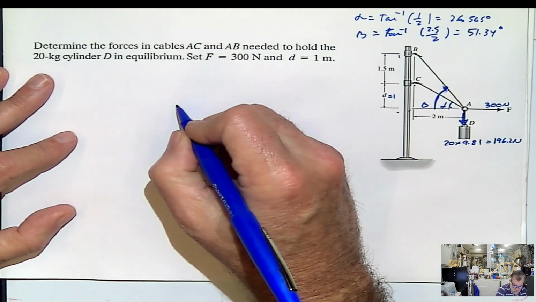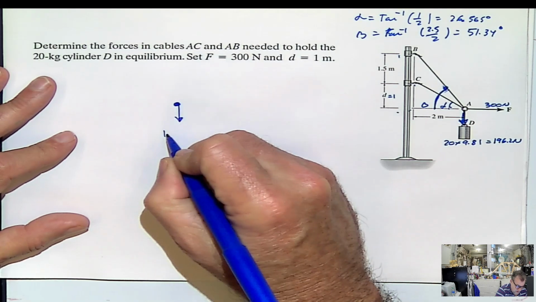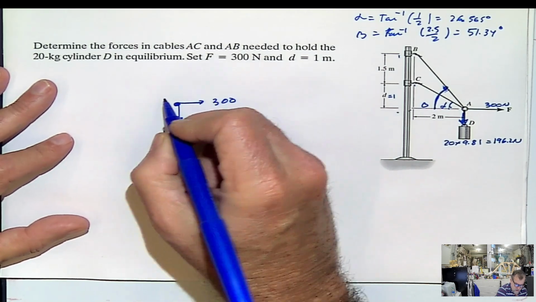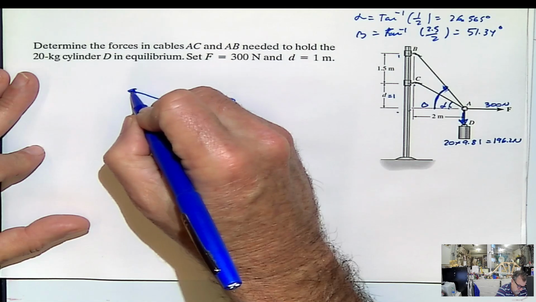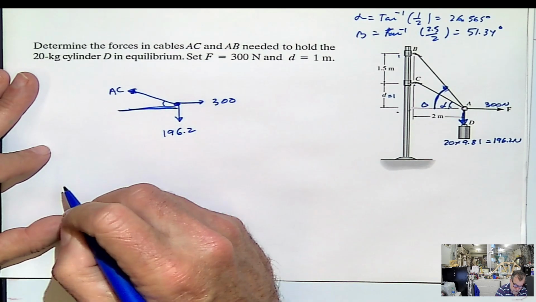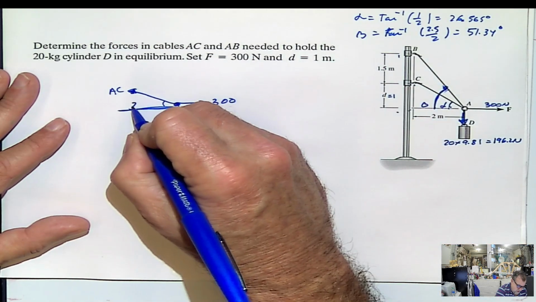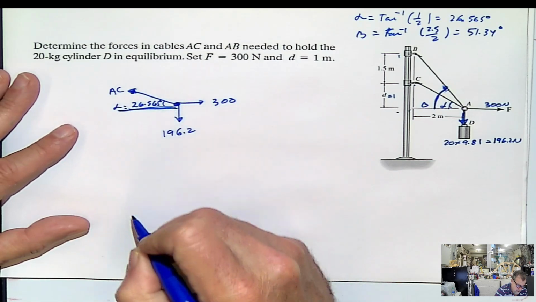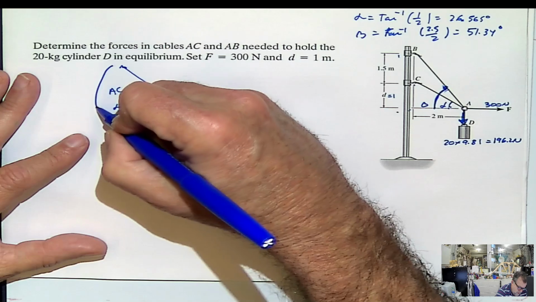The rest, what do we do? Well, we need to do particle equilibrium. I have this force, 196.2. This force, 300. I have, this is AC, and this angle here is alpha, 26.565, and I have the other here.